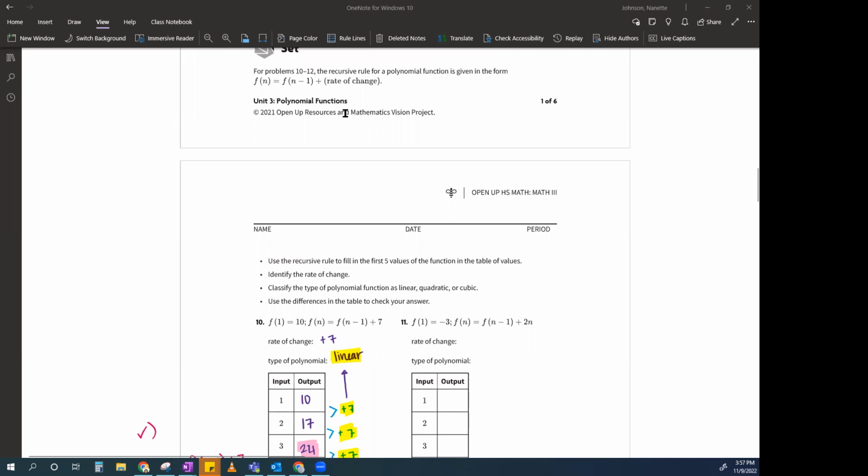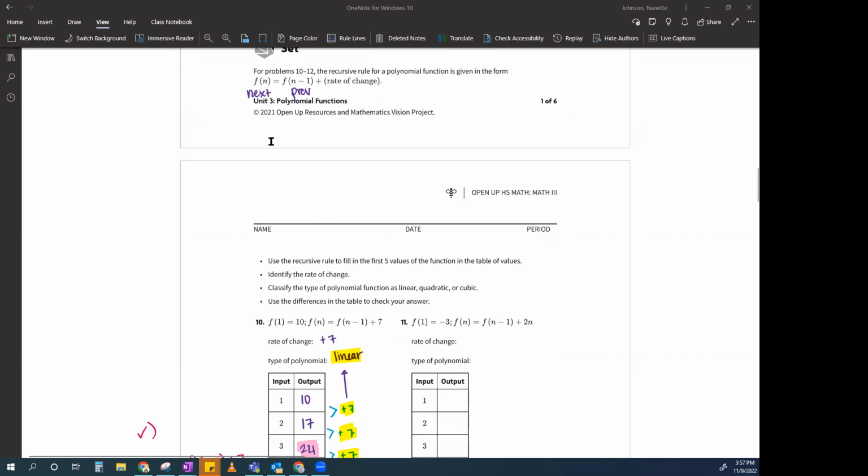So the first thing that you should know about recursive rules is the way we say next is f of n. Okay, the way we say next is f of n. The way we say previous is f of n minus 1. And then your rate of change. Your rate of change is how fast it's growing, right? So plus 7 plus 7 plus 7, or plus 2 plus 5 plus 7, whatever the rate of change is going. It's just this extra stuff on the end.